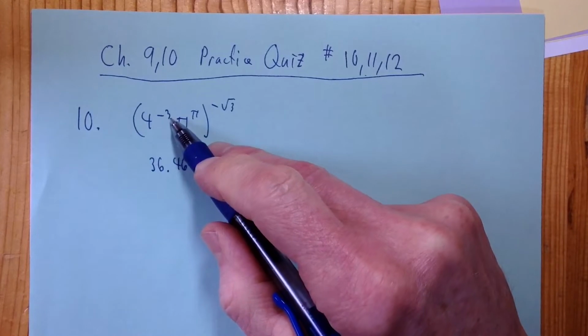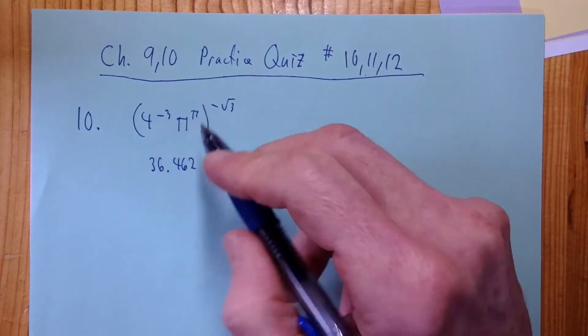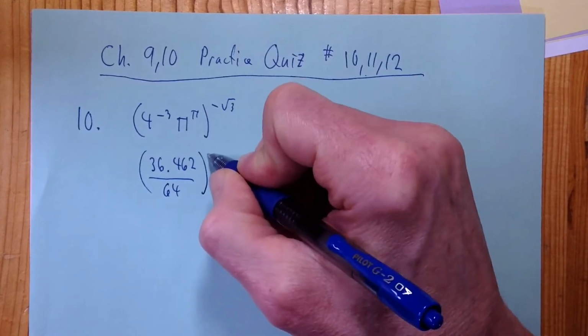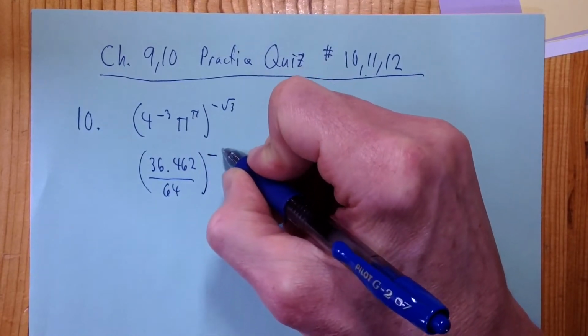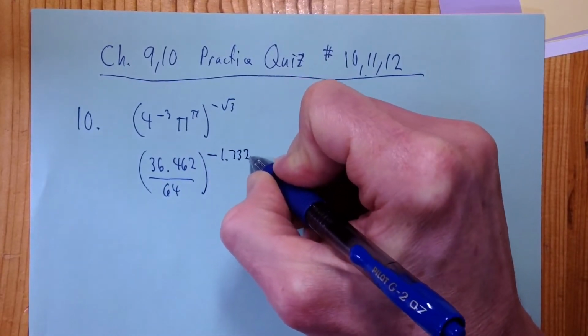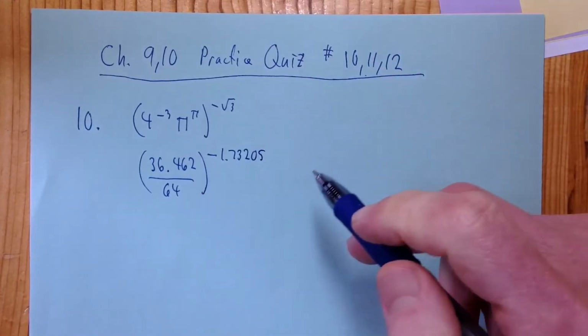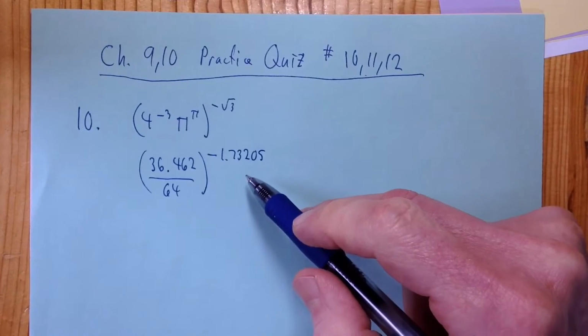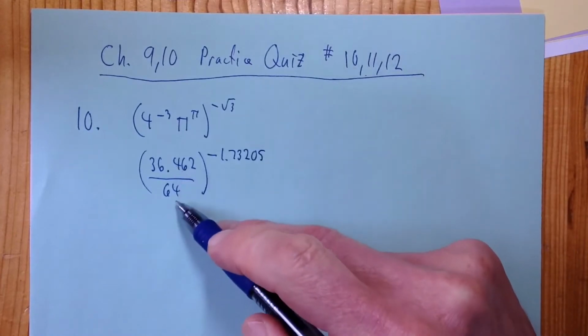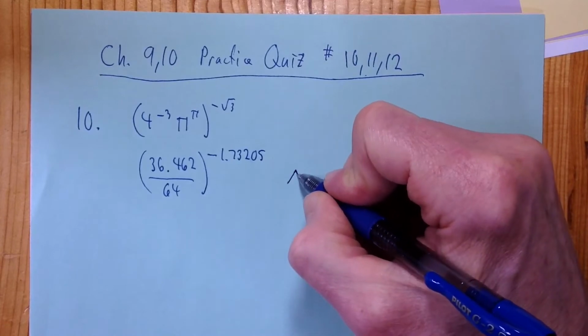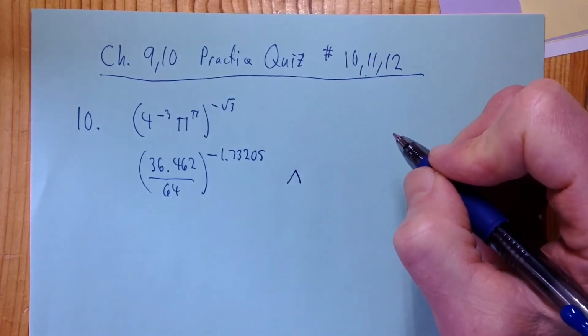4 to the negative 3 is 1 over 4 times 4 times 4, which is 64, so that's 1 over 64. To the negative square root of 3 is 1.73205. That should be enough decimal places. Keep lots of decimal places because it can make a big difference. Now we can just go 36 divided by that in a calculator, raise it to that power. Remember you can use this little button like that to raise things to powers.